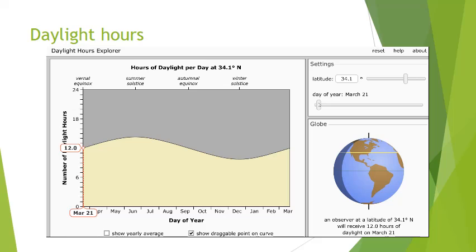If you recall, on the spring equinox, March 21st, we said that the sun rose due east, set due west, and was in the daytime sky for about 12 hours. And that's what this graph is showing us. It's showing us that, yes, on that date, we have 12 hours of daylight. Notice that as you get through the late spring and into the early summer, your days are now getting longer, right? You're getting more daytime hours than nighttime hours. In fact, at the summer solstice, June 21st, that's when you have the longest day of the year. You have 14.3 hours of daylight in Tupelo, Mississippi on that day.